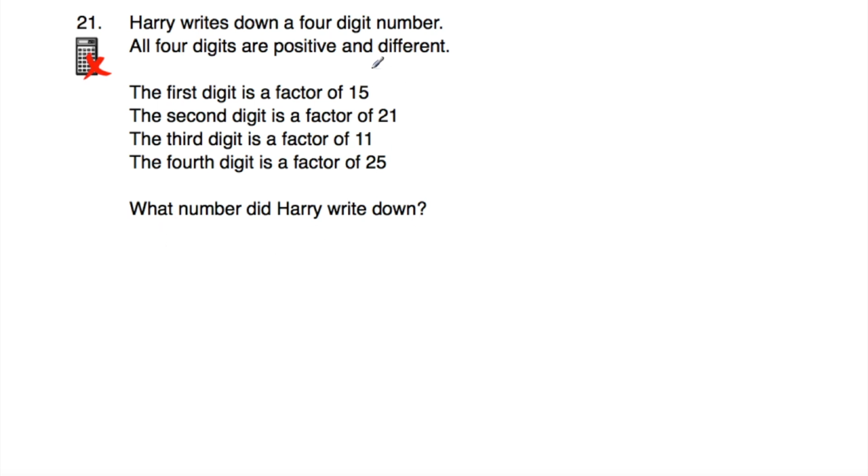So let's start off by writing the factors of 15, 21, 11 and 25. 15, that's going to be 1, 3, 5 and 15, because 1 times 15 is equal to 15 and 3 times 5 is equal to 15. 21, that's 1, 3, 7 and 21. The factors of 11, it's a prime number, so that's going to be 1 and 11. And the factors of 25, that's going to be 1, then 5 times 5, so 5, and then 25.